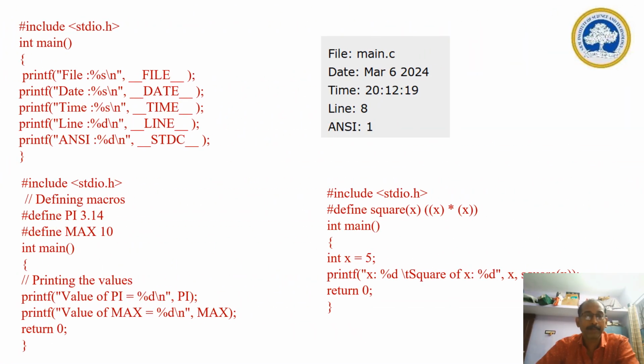We have already seen predefined macros. Look at this, defining macros. #define PI 3.14, #define MAX 10, printing the values. Here also, if you pass the value of x as 5, this will be squared.